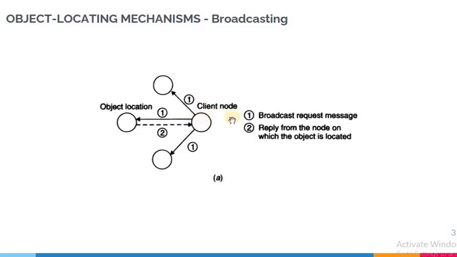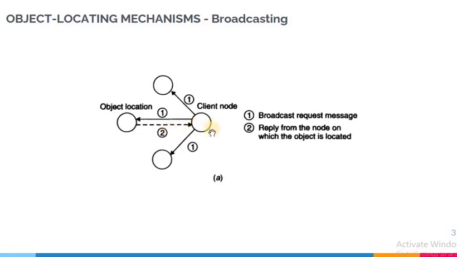How will the object be obtained? In this particular approach, from the client computer a message will be broadcast to all the other machines or all the other nodes. Step 2 will be a reply from the node on which the object is located. The response will only be given by the particular machine which has the particular object that was searched for. Simple enough.